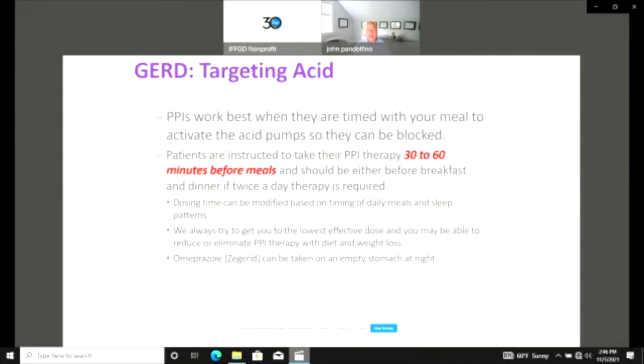Now, there is one combination of omeprazole called Zegerid that can be taken on an empty stomach at night that can work very similarly to the timing with a meal, because it tricks the stomach into thinking there's a meal because it has a little sodium bicarbonate.